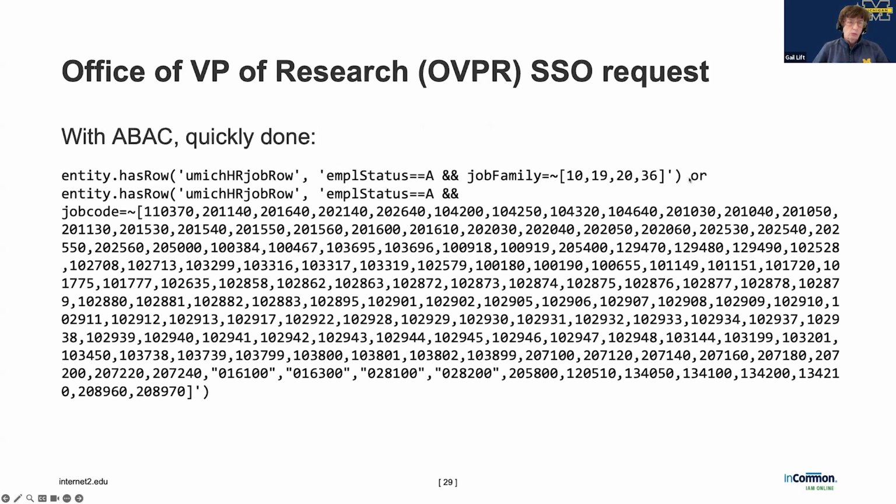I got this into Grouper using some regex and done. There it is. The Office of the Vice President for Research has the ability to make changes to it when they update the list of job codes required. They're in business. A few minutes work, which is to us really amazing. And if somebody had come to us a year ago with this request, it would have been, yeah, that's nice.